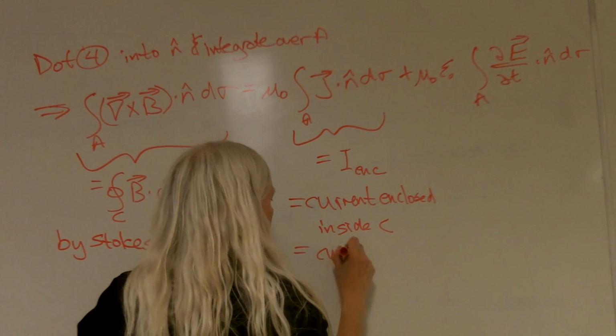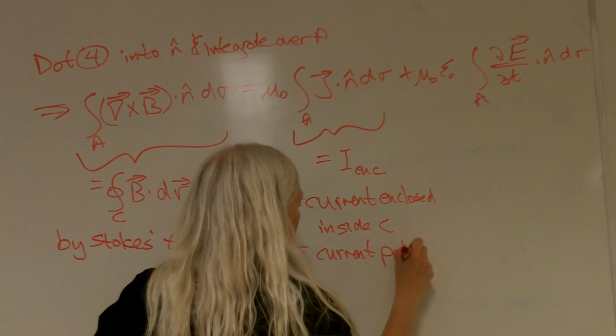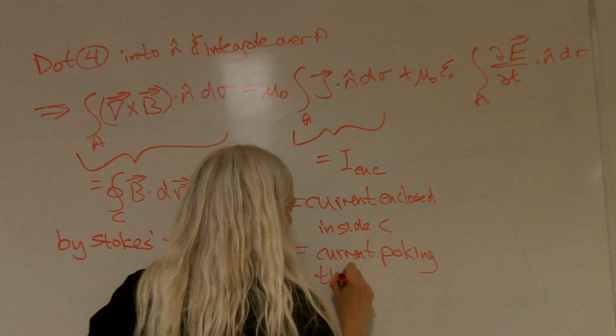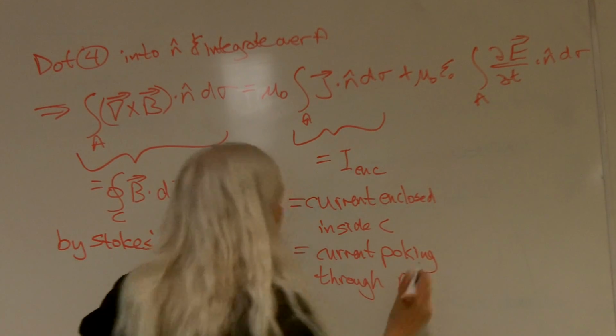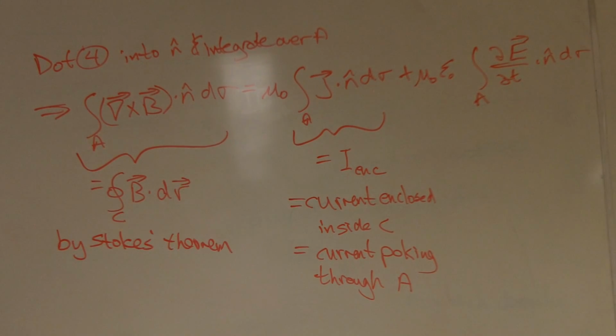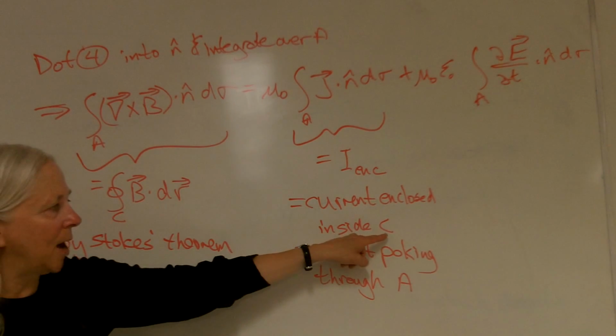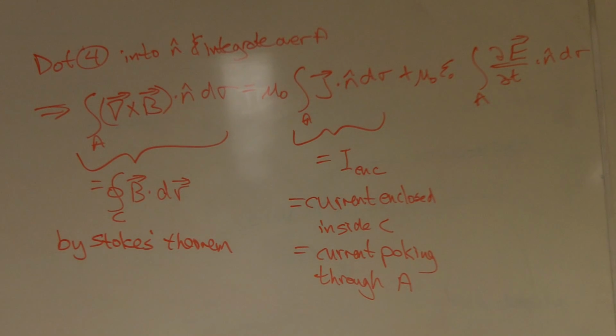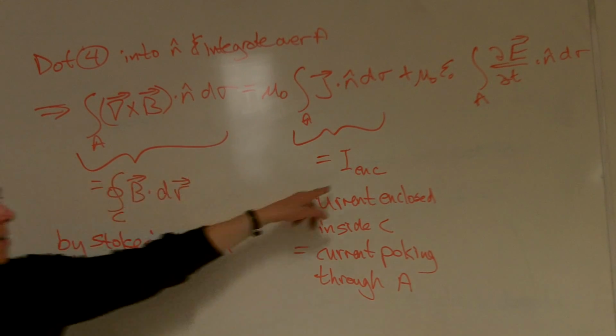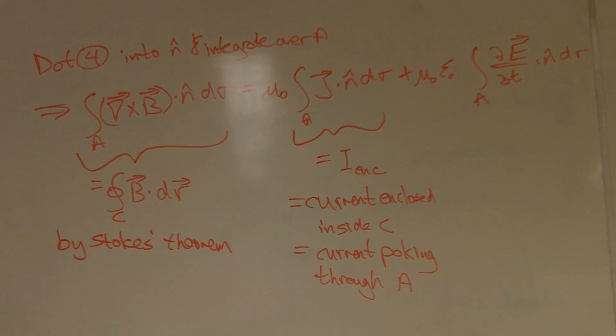or in other words, the current poking through the area A that I originally was integrating over, right? Imagine that area as some sort of membrane, and we have current penetrating through that membrane. That's the enclosed current. Or another way of thinking about it, imagine the path C, the closed path that forms the boundary of that area, almost as if it were a wire loop or a loop of some type. Any current that pokes through that loop is counted as enclosed current, right? And that comes from the result of doing that integral.